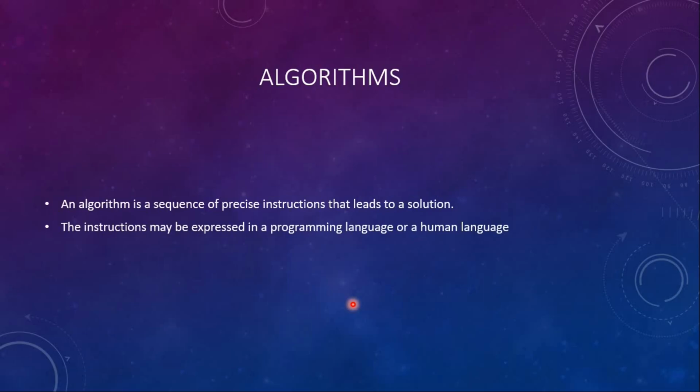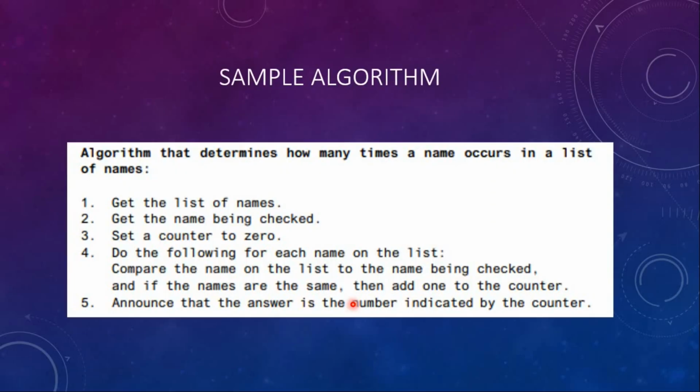So let's look at a simple algorithm. This is an algorithm that determines how many times a name occurs in a list of names. Firstly, we get the list of names, then get the name being checked, then you set a counter to 0, and then you do the following for each name on the list. You compare the name on the list to the name being checked, and if the names are the same, then add 1 to the count. And then lastly, you announce that the answer is the number indicated by the count.